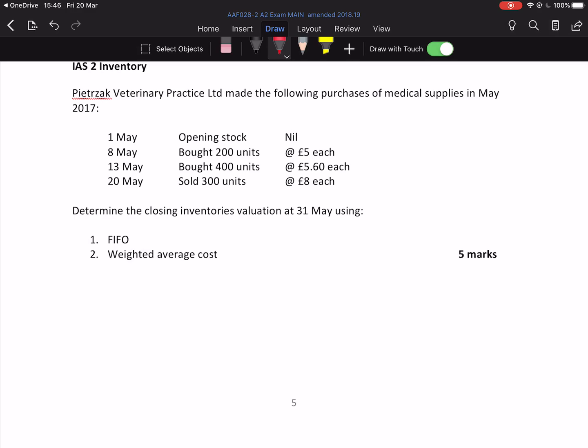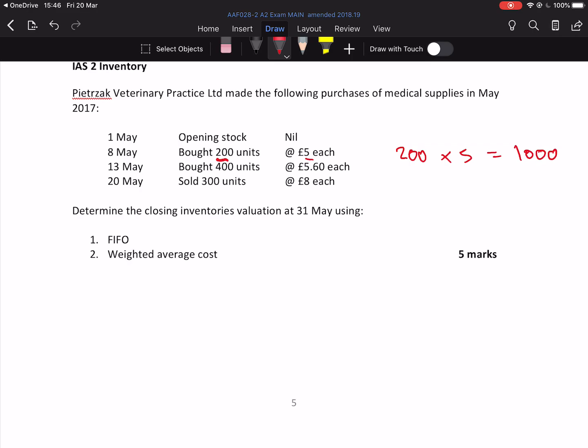So on the 1st of May, we've not got any stock. But on the 8th of May, we've got 200 units at £5. So 200 times 5 equals, and it's important to do the table so you can work out the overall cost. So 200 units at £5 each is £1,000. So you've got £1,000 of the stock that's coming in on the 8th of May.